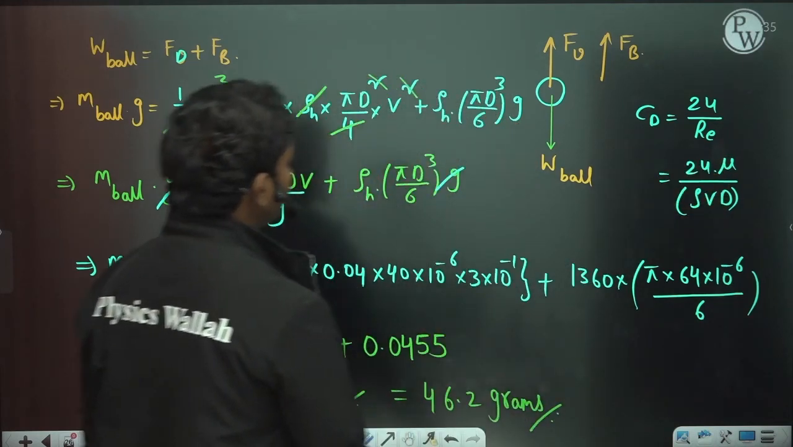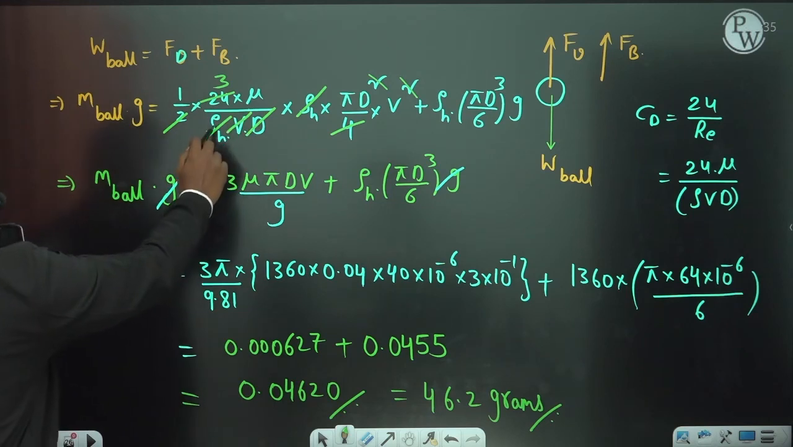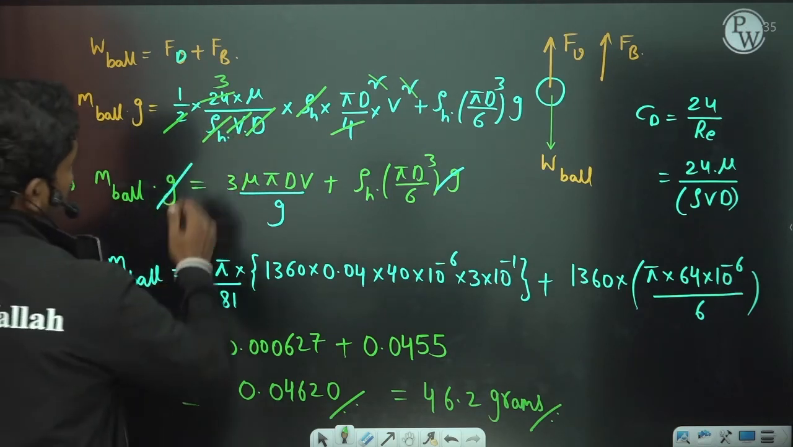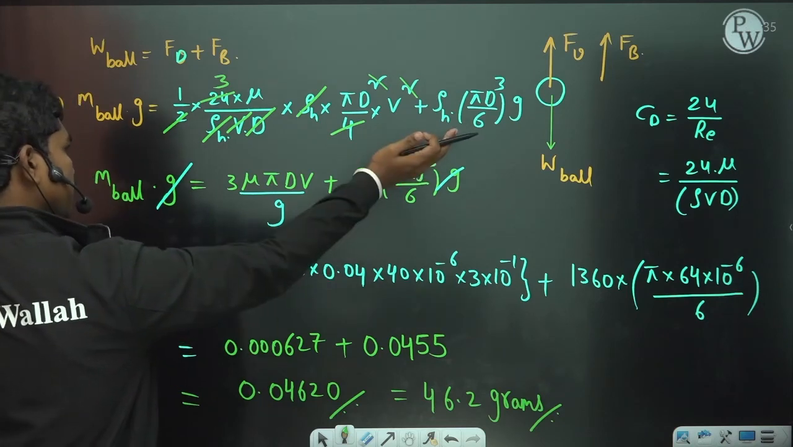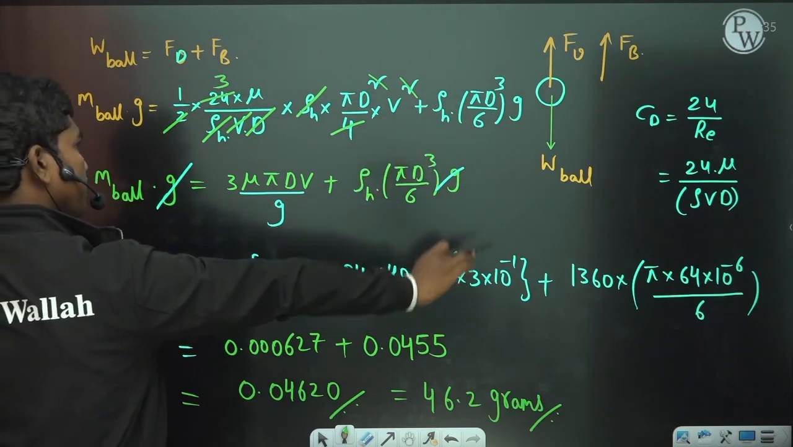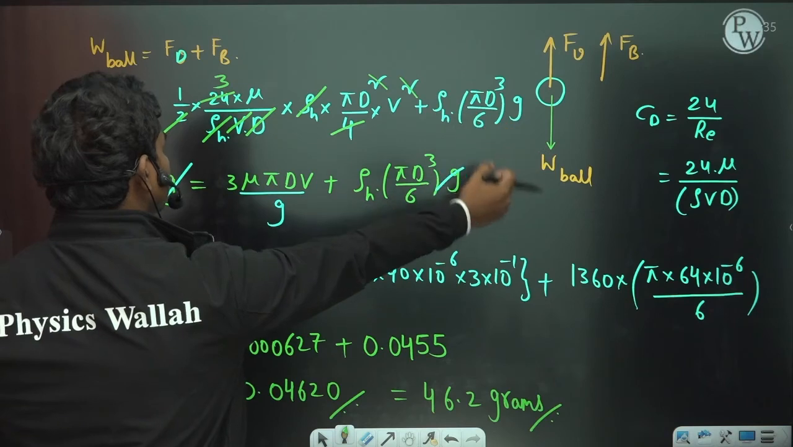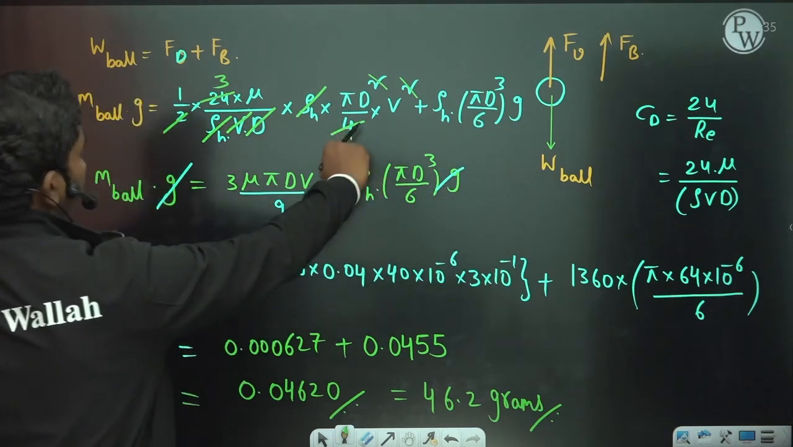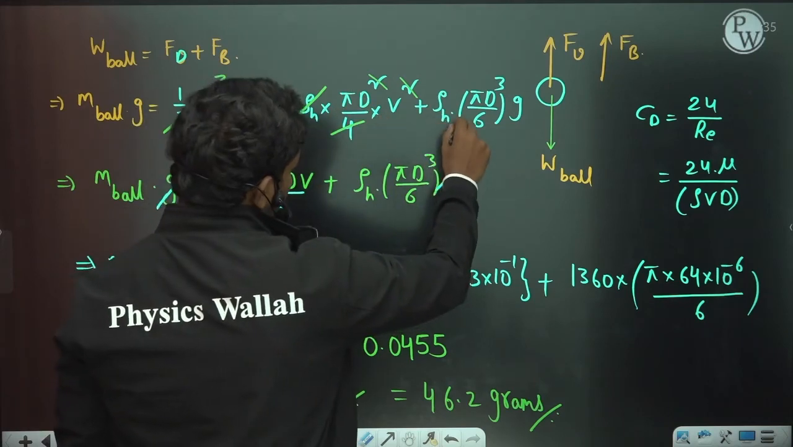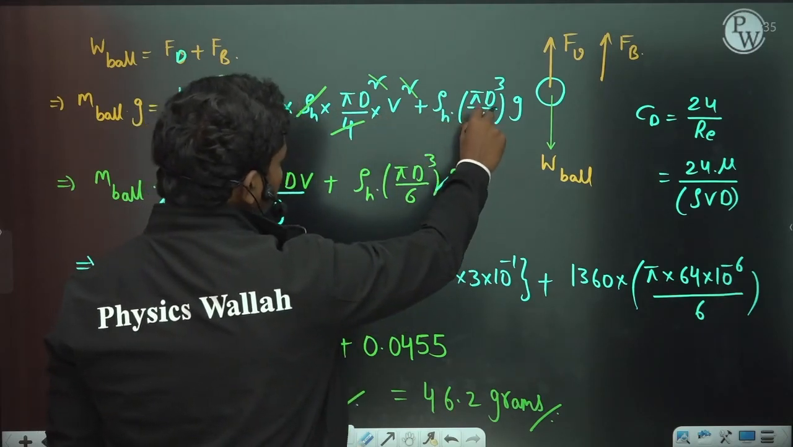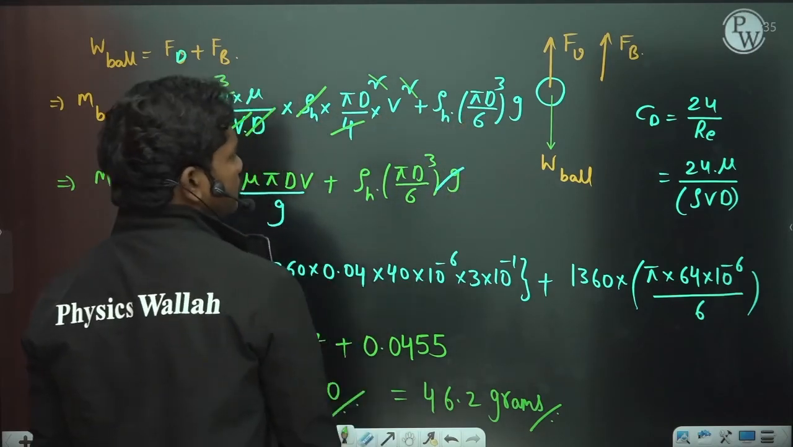So 24 mu by rho VD into half CD rho A. A is pi d square by 4 because it's a circle in projection. So if the fluid is traveling, then the sphere has a projection of a circle. So pi d square by 4 into V square plus buoyancy force acting is density of honey into pi d cube by 6, which is the volume. Pi d cube by 6, right?